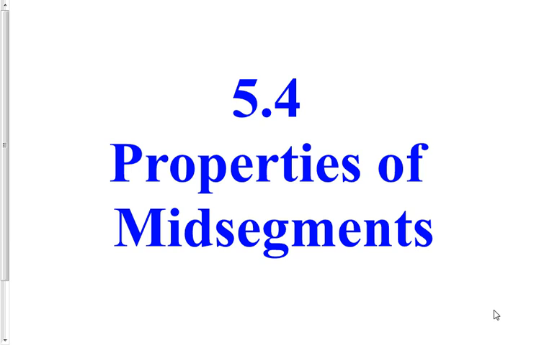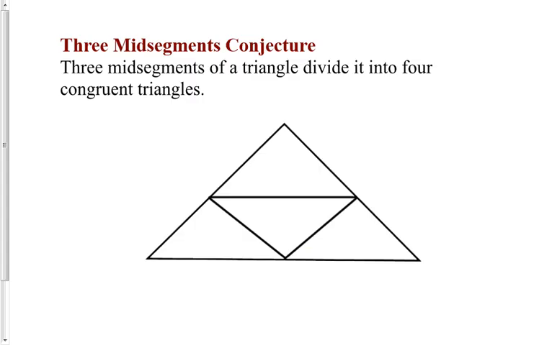All right, so section 5.4, properties of midsegments. We have defined what a midsegment is way back when we started to talk about triangles. We know that a midsegment is a segment that connects the midpoints of two sides, and we've applied them to triangles. Well, we're also going to apply them to a trapezoid. So let's take a look at some of these properties.